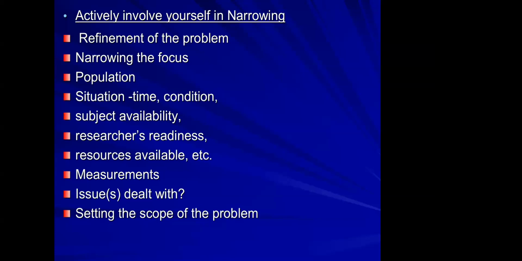Then situation, time, and condition. That is, you want to refer that to a particular situation. Maybe you want to study the decline in entrepreneurship. The situation is the COVID situation, or the time frame in mind is a period of 3 years, or a particular condition, maybe conditions surrounding a certain situation. You deal with it: population, then situation, then time, then conditions, then subject availability.